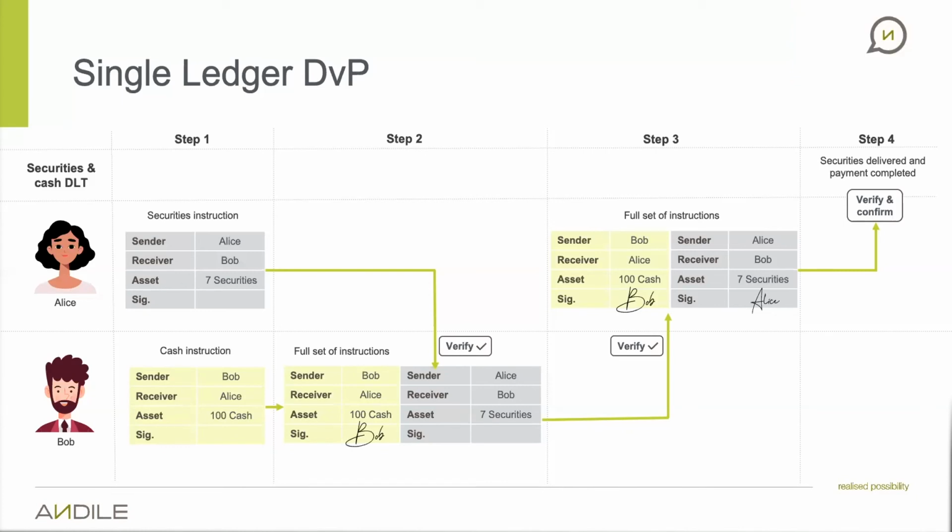Yes. So we have seen how this process works. This transaction has been submitted to this ledger, and now the ledger can come to a consensus and securities will be delivered and the payment completed. So we have achieved delivery versus payment in an atomic transaction using a single ledger.